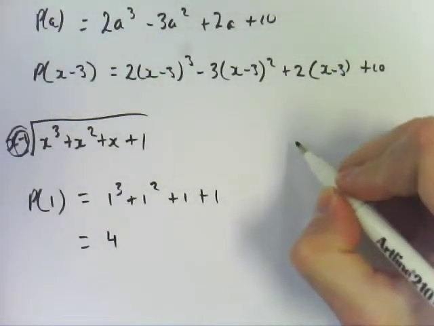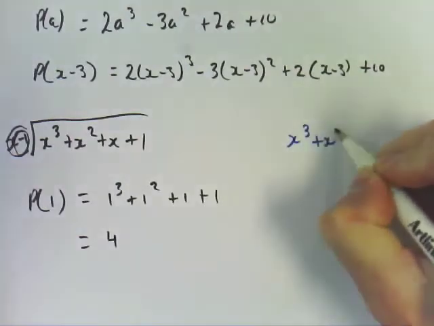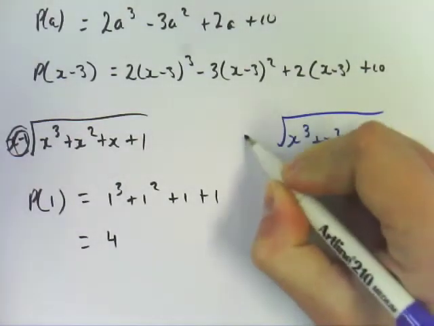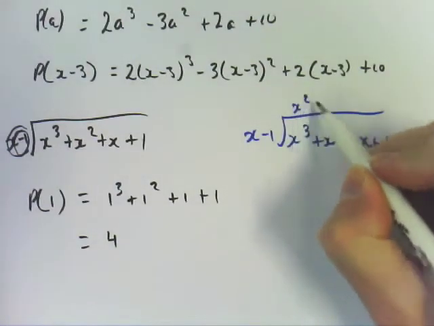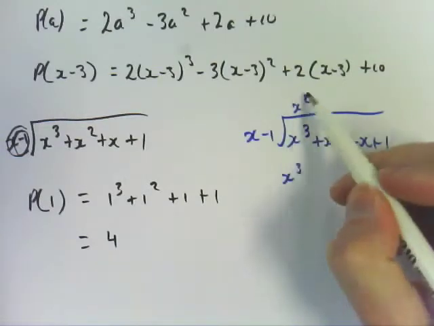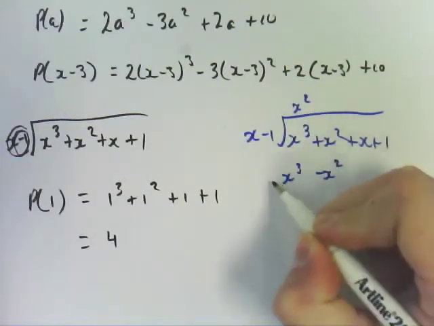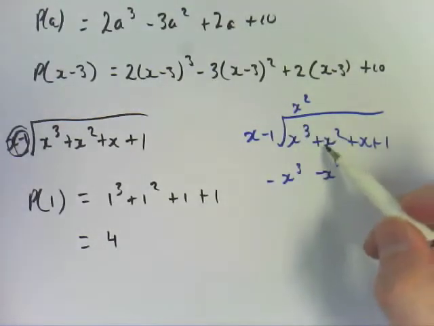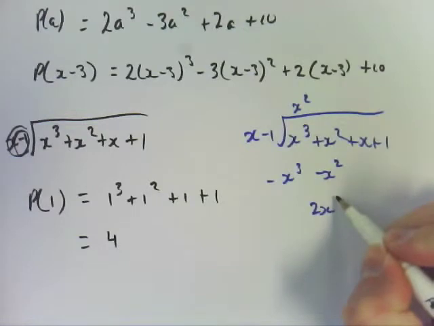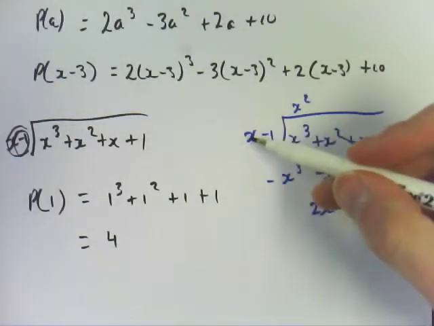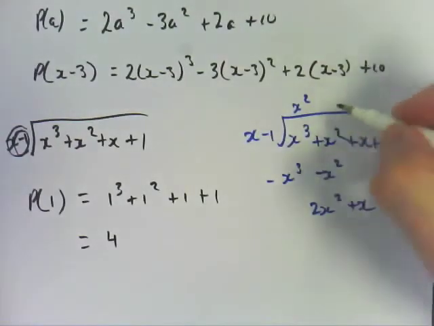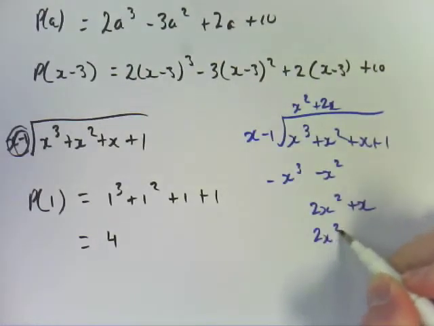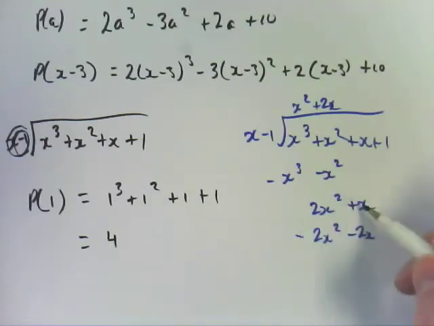Let's do it. If we're actually dividing x cubed plus x squared plus x plus 1 by x minus 1, what am I timesing by? I'm timesing by x squared. x squared times x is x cubed. x squared times minus 1 is minus x squared. When subtracting that, they cancel out. x squared minus minus x squared is 2x squared. Now I bring down my x and times by 2x, which gets me 2x squared, minus 2x. When subtracting that, they cancel out.